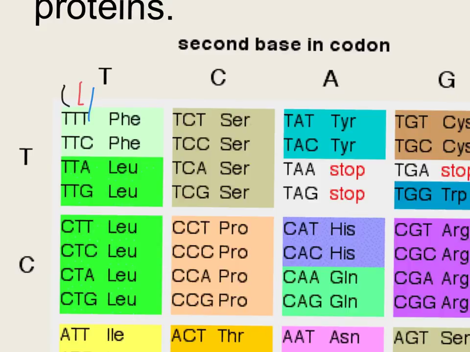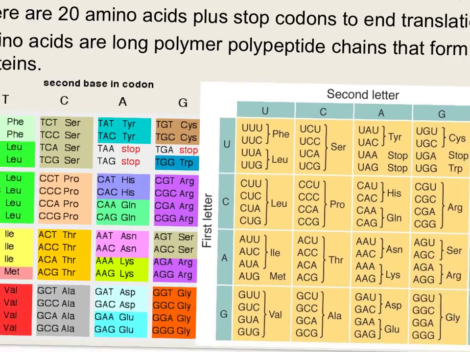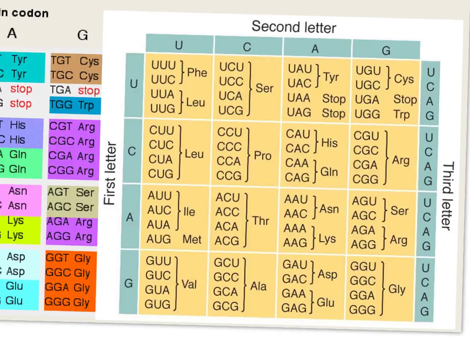There are more combinations than amino acids, so some amino acids are redundant. You can get the same amino acid from different codons. That most often happens when you change the third position. For example, right here, arginine, you've changed U, C, A and G for the third position, and they all get the same amino acid.